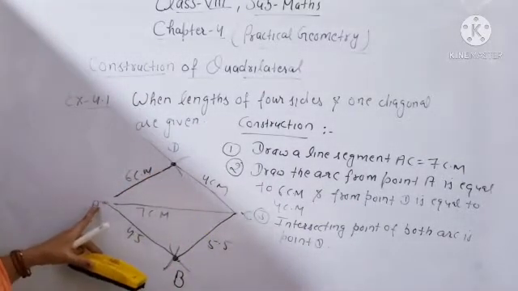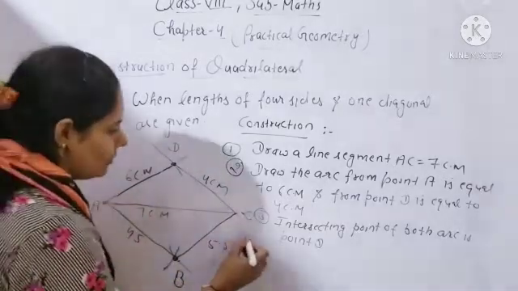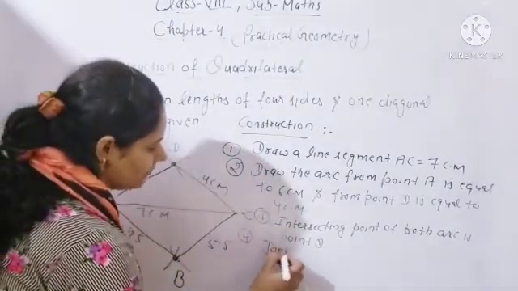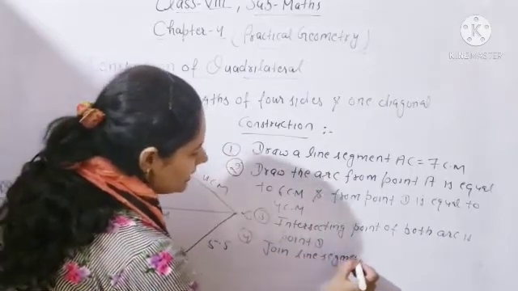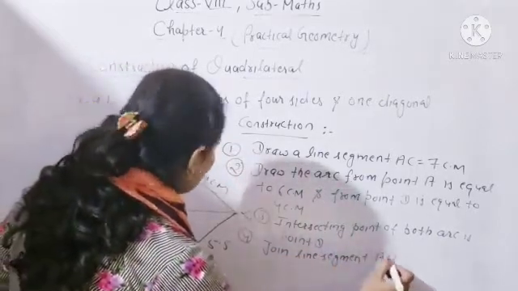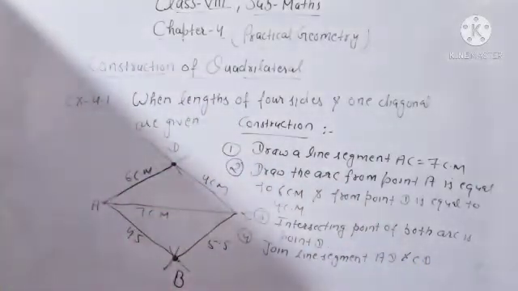After that, next step, you will join the line AD and CD. Fourth step, join the line segment AD and CD. Clear? Okay, join the line segment AD and CD.